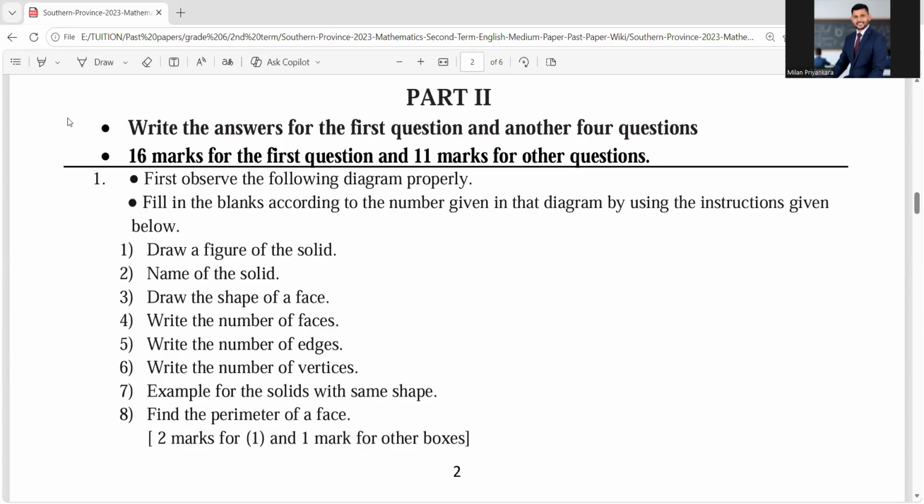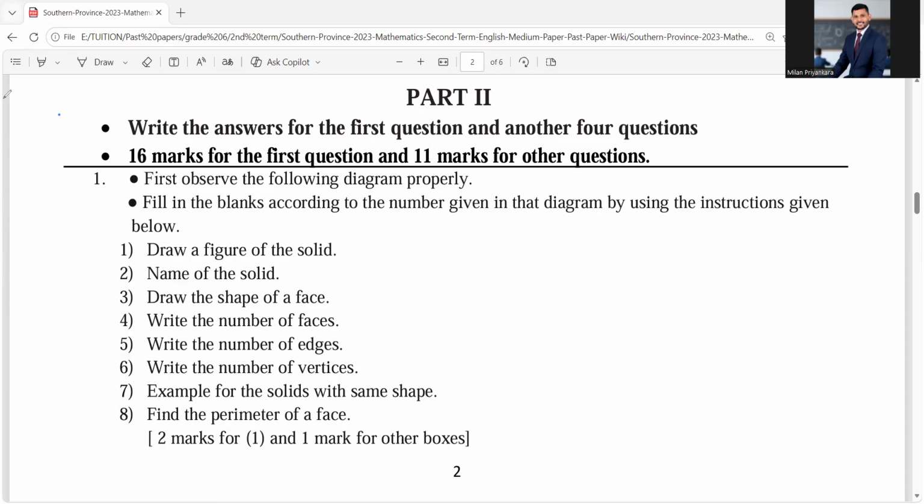When you answer this question paper, please read the instructions properly. Write the answers for the first question and 4 other questions, right? 16 marks for the first question, 11 marks for each of the other questions. You have to answer the first question and 4 more questions, right?